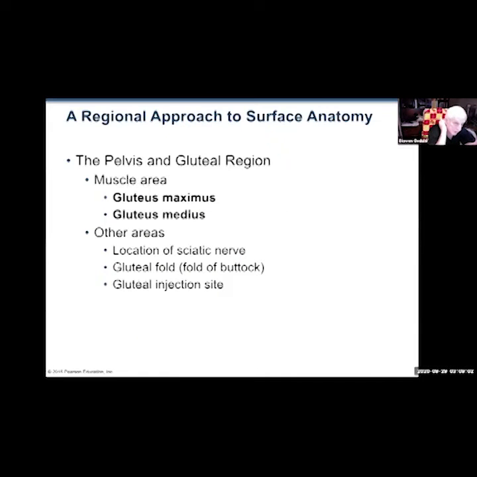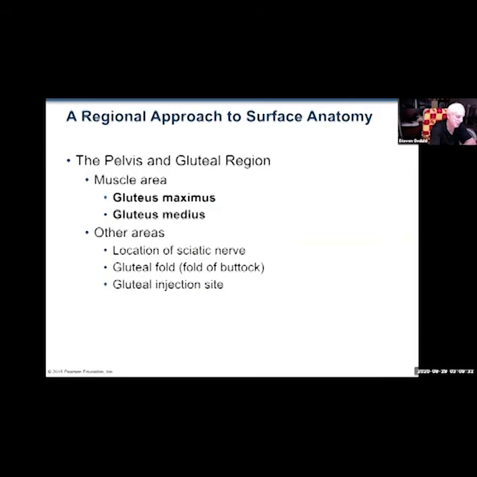Pelvis region, gluteal region, gluteus maximus and gluteus medius. Okay. Location of the sciatic nerve, the gluteal fold, which is the fold of your buttocks, and the gluteal injection site. It's important to know the gluteal injection site and where the sciatic nerve runs. You want to go in the gluteus maximus muscle. You do not want to hit the sciatic nerve. You hit the sciatic nerve with your injection, that patient's going to go down instantly. You don't want to hit that nerve. It's extremely painful to a patient.